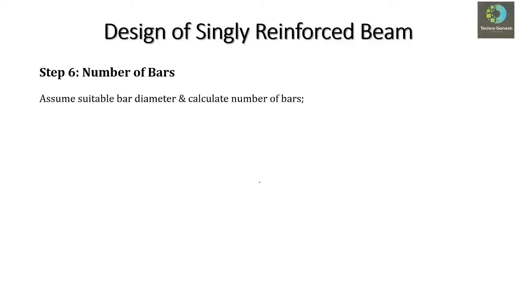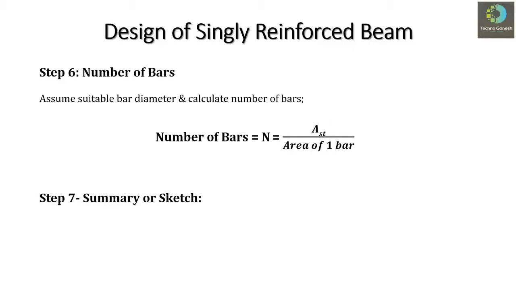The number of bars n can be calculated by the relation: n equals area of steel required divided by area of one bar. This number of bars mostly comes out in fractions, so we have to round up that value to the higher order. And the last step is the summary, or a small sketch of the reinforcement provided in the determined sizes of the beam.